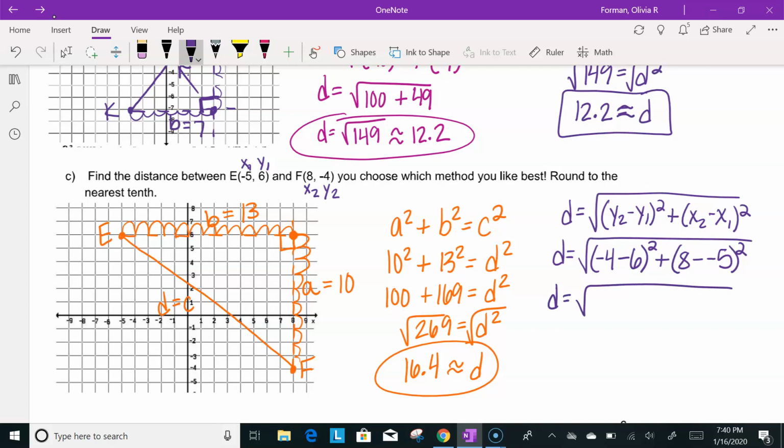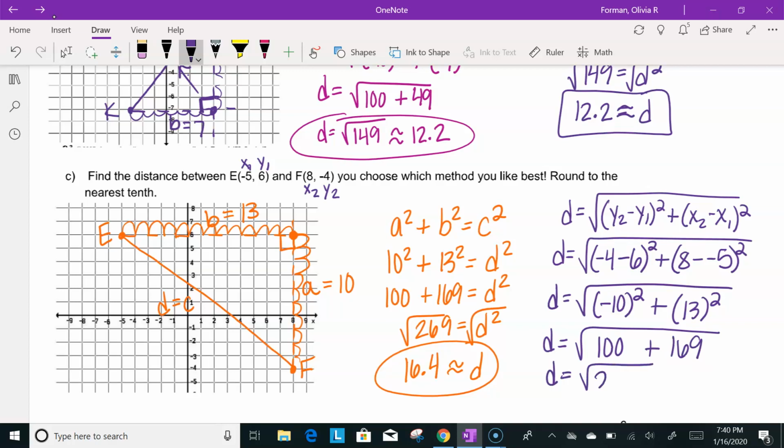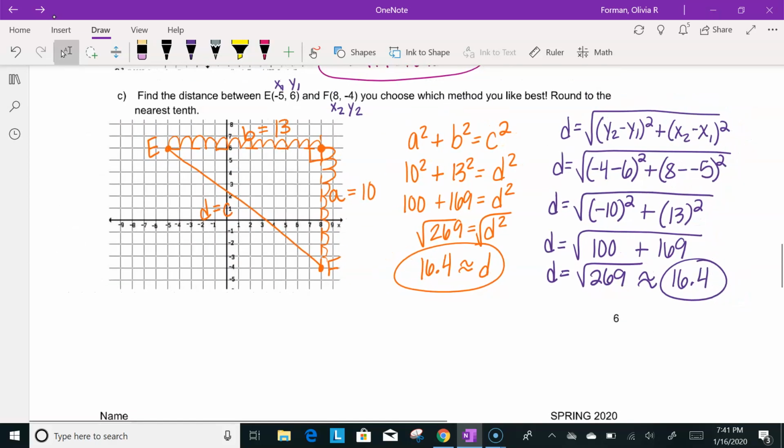Keep going, -4 minus 6, that's a -10 squared. 8 minus -5, that would be like a 13 squared. Keep simplifying, -10 times -10, that would be 100. 13 squared is 169. So we get the square root of 269, which if you go and put that in your calculator, again comes out to about 16.4. We should be getting the same exact numbers with whichever method you choose.